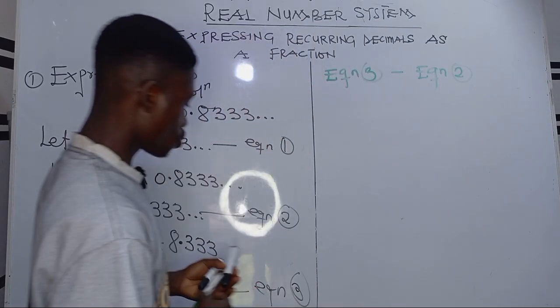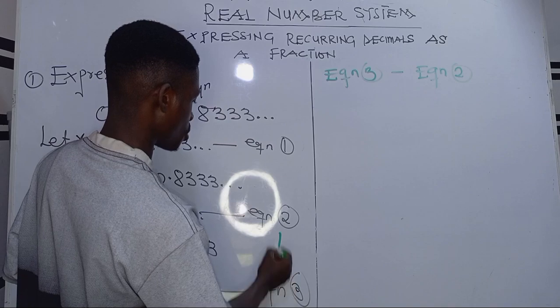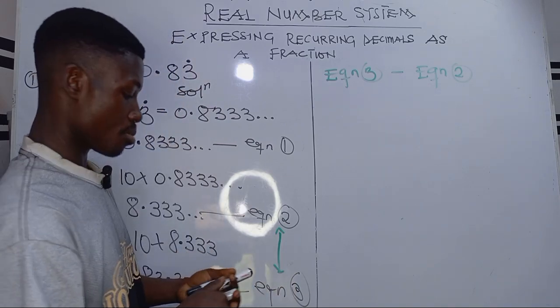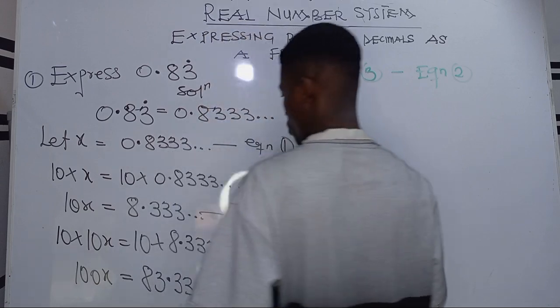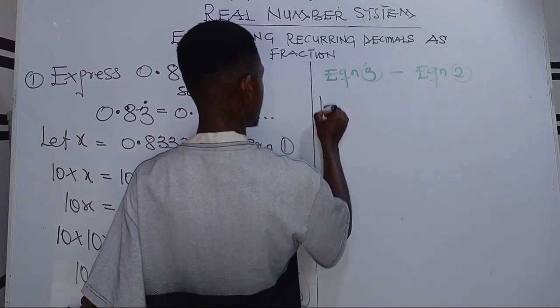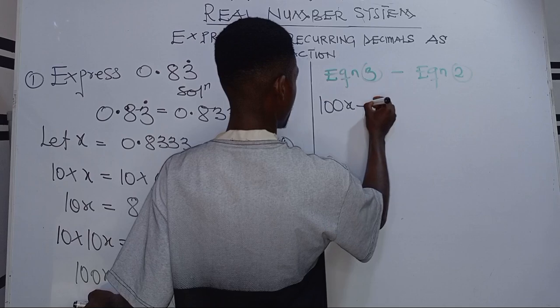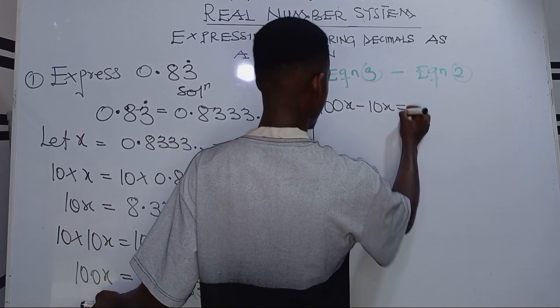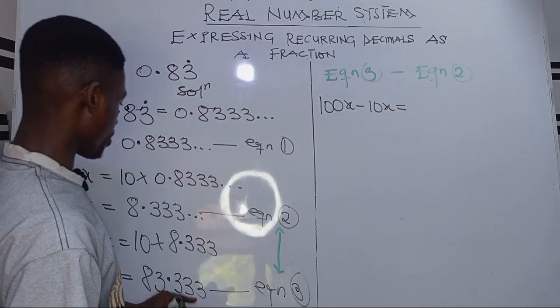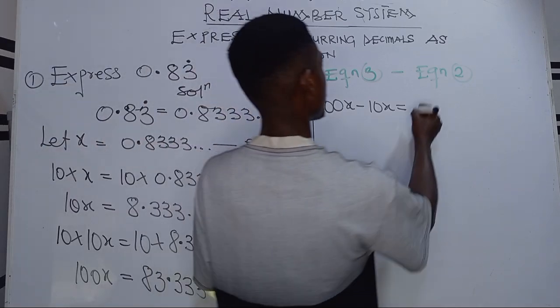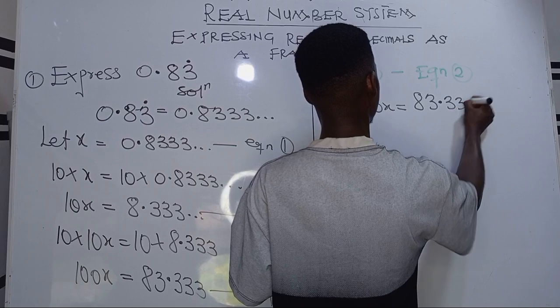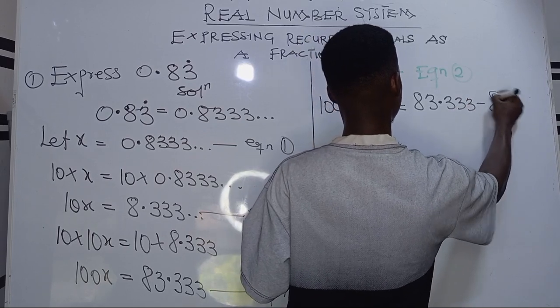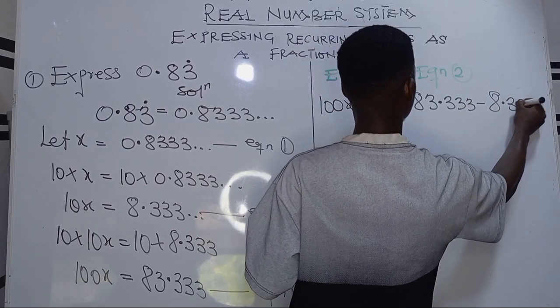So we take equation 2 and 3 and we subtract equation 2 from 3. So we have equation 3 minus equation 2. So equation 3 we have 100x minus 10x is equal to 83.33 minus 8.33.